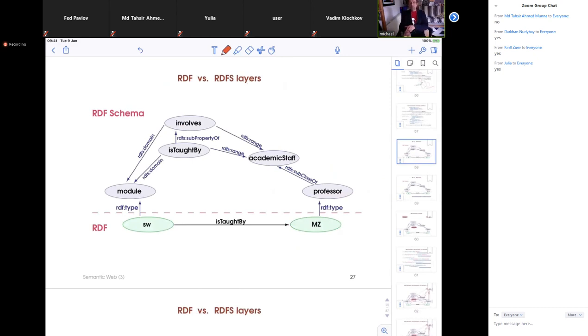All right, then in the next 5 minutes, I'll show you some basic rules that are behind the RDF reasoner.